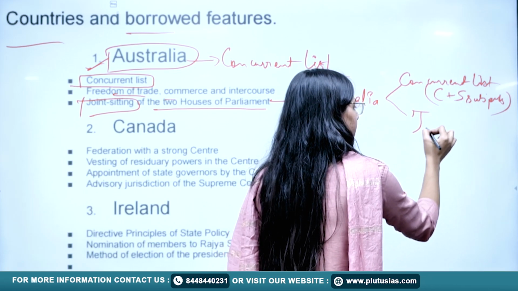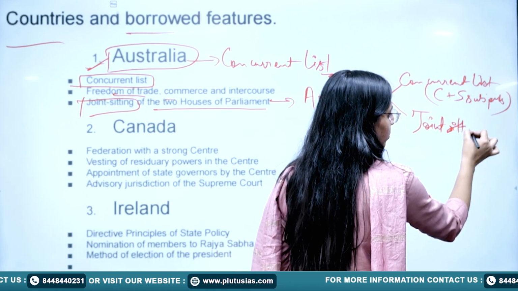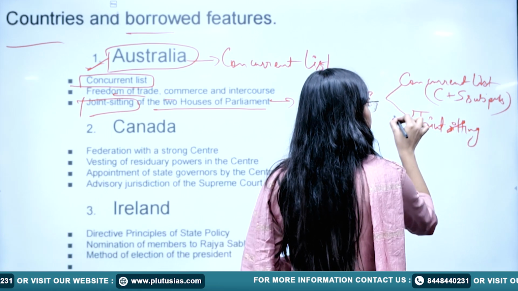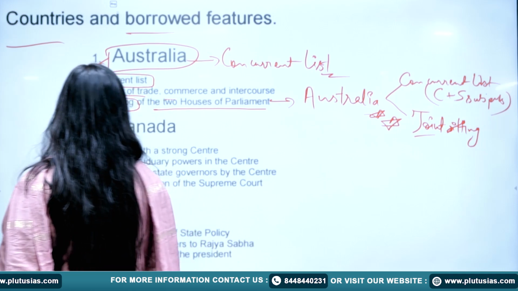And next is the joint sitting. This question has already been asked in your previous year question paper. So remember this: Australia is the country from where we have taken the joint sitting.